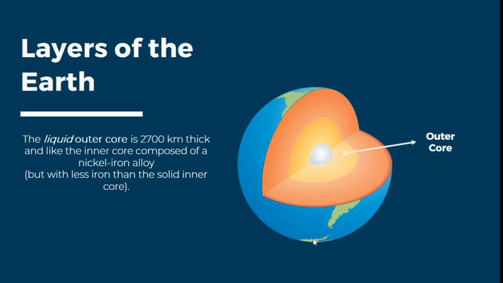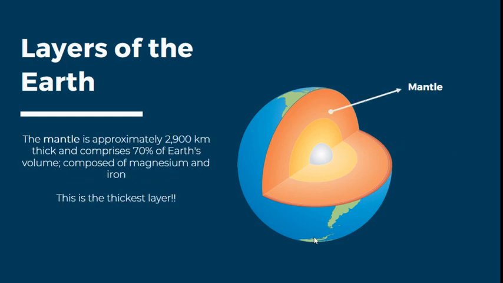The next layer is the outer core. The liquid outer core is 2,300 kilometers thick and, like the inner core, composed of a nickel-iron alloy, but this time with less iron than the solid inner core. Now, seismic and other geophysical evidence indicates that the outer core is so hot that the metals are in a liquid state.